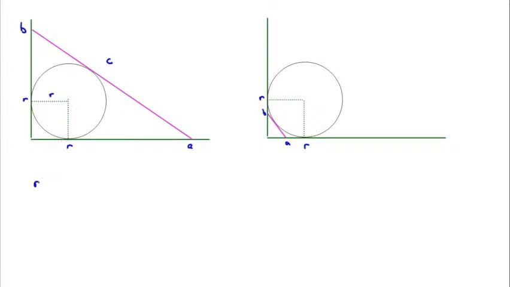Okay, the formula here for R is the area of triangle ABC. For example, let me call this triangle ABC, over the semi-perimeter. And what will it be here? Because we have a right angle triangle, the area here is A times B, AB over 2, and the semi-perimeter will be (A plus B plus C) over 2. It is a very famous formula you should memorize. And the proof is easy. In one line we can prove it.